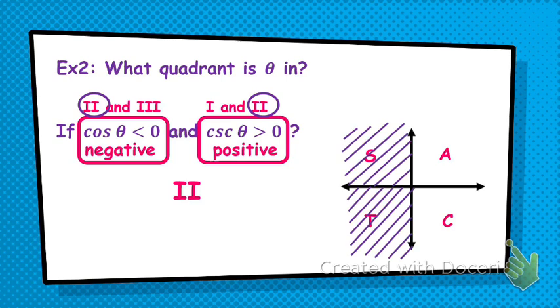We can shade it kind of like that last one. Cosine's negative in these 2 quadrants. Sine, or cosecant, is positive in these 2 quadrants, so they overlap in quadrant 2.